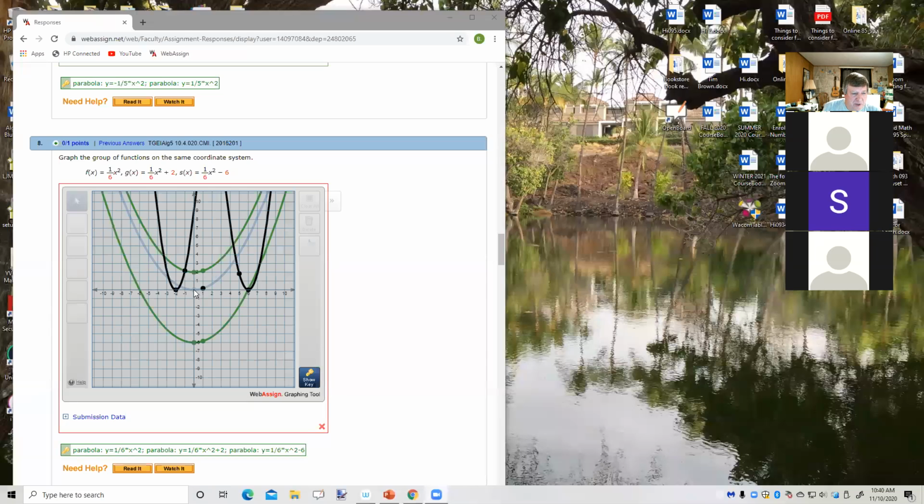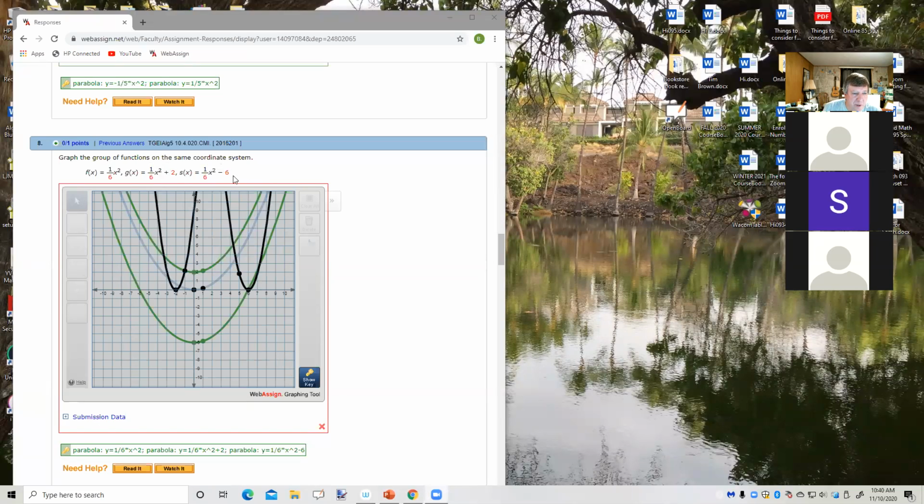My vertex was at (0, 0), and I had the point (1, 1/6). Okay. So this second one that moves up 2, I'm going to go back here and click on this thing to start my second parabola. I'm not going to click on this point, but I'm going to go up 2 and click it. From here, I'm going to go up 2 and click it. Okay, and that should give me my second graph.